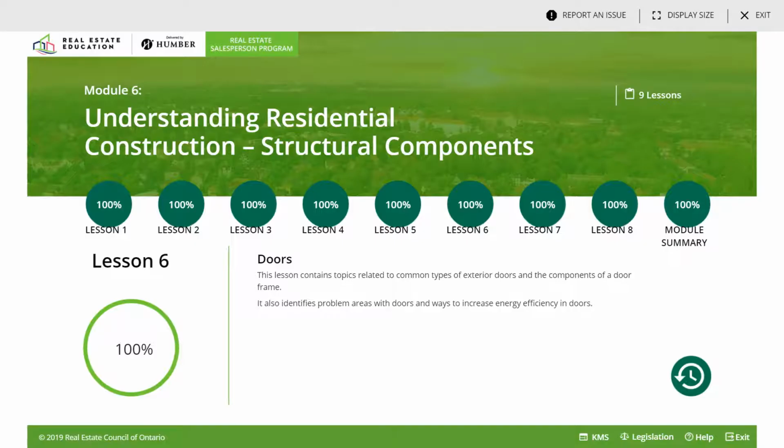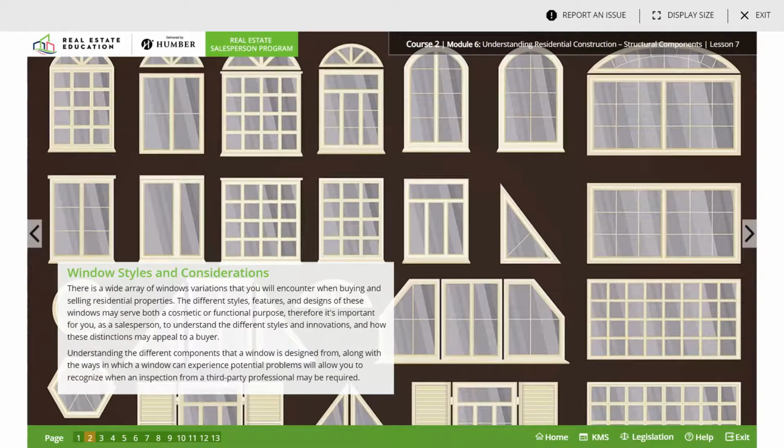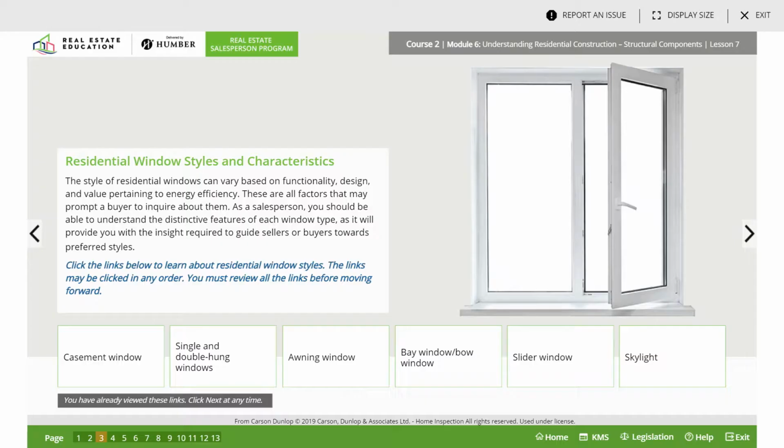Okay, so that was lesson 6, and we're moving on to lesson 7. They talk about windows. Let's talk about windows. So, window styles and considerations, different variations of windows, different styles and features. So let's read them.